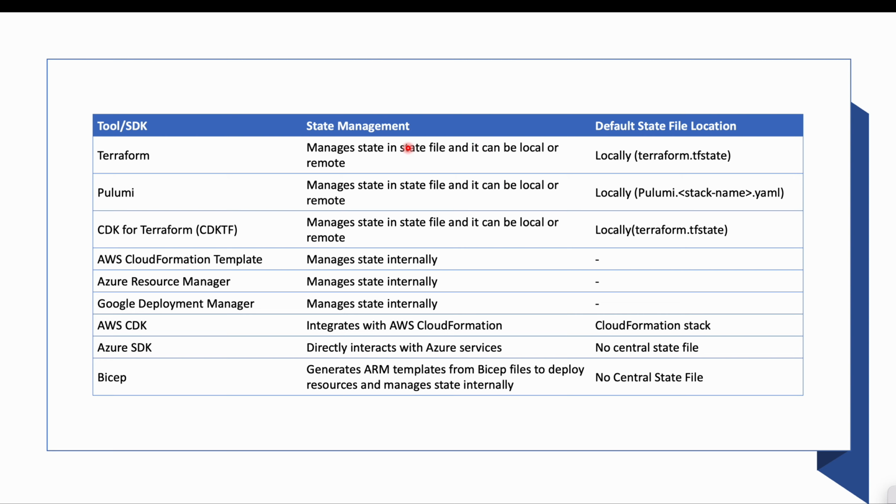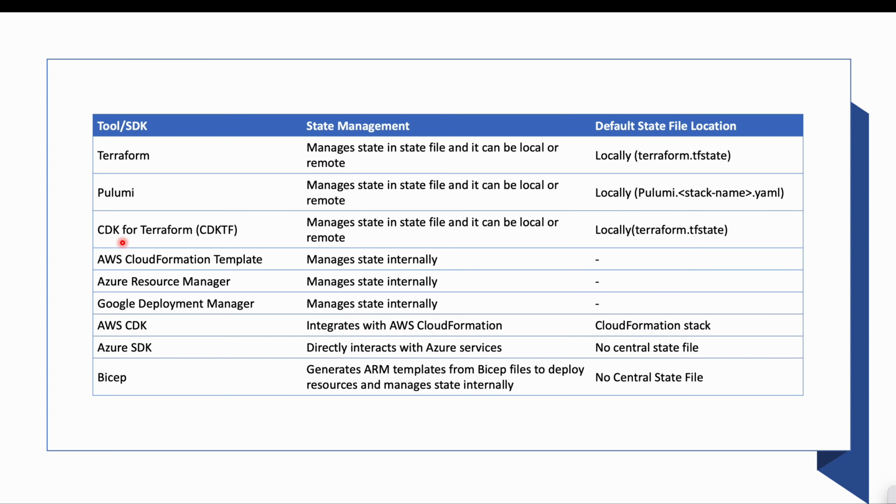State management is another important topic. You have to know how each tool manages the state of its resources. When you come to Terraform, it manages a state file. The state file can be stored locally or remotely. By default, it will store the state file locally. The default state file name is terraform.tfstate. And Pulumi can also store the state file locally or remotely, but by default it stores the state file locally. And the name should be like pulumi.stackname.yaml.